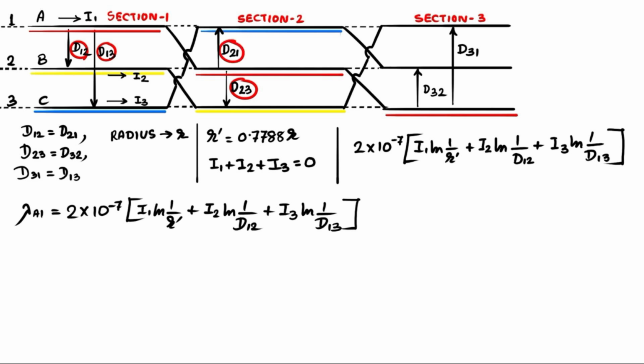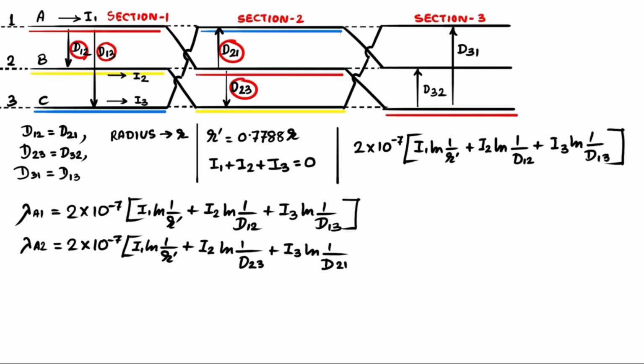Therefore, the flux linkage of conductor A in section 2 can be expressed as lambda A2 is equal to 2 multiplied by 10 to the power minus 7 multiplied by the quantity I1 logarithm of 1 by r dash plus I2 logarithm of 1 by d23 plus I3 logarithm of 1 by d21. This is the flux linkage expression for conductor A in section 2.